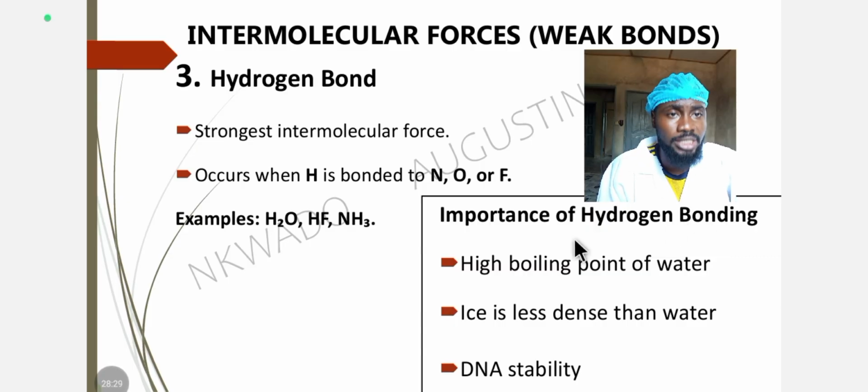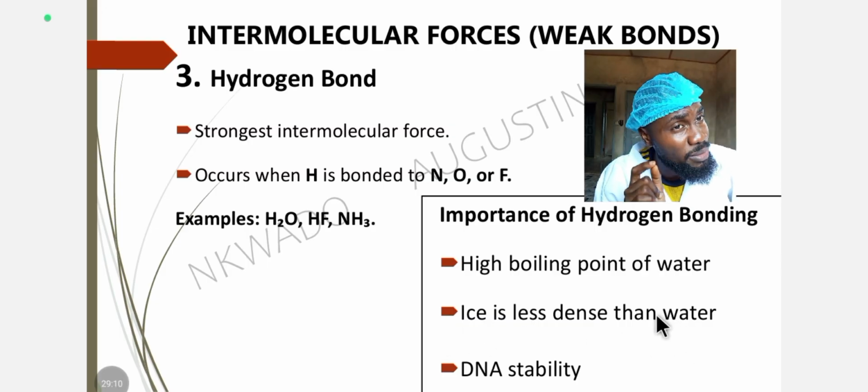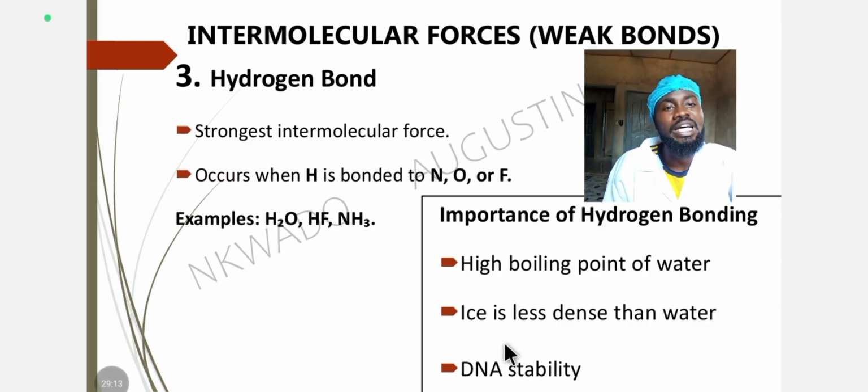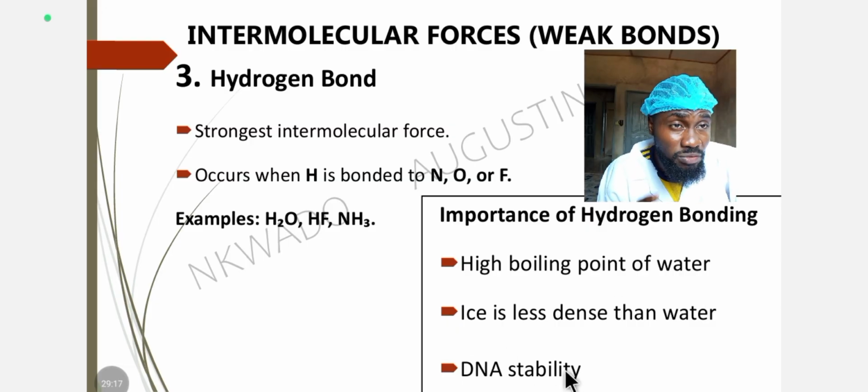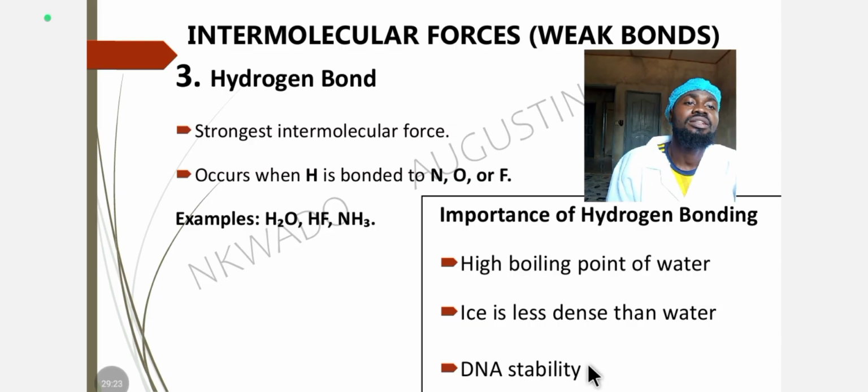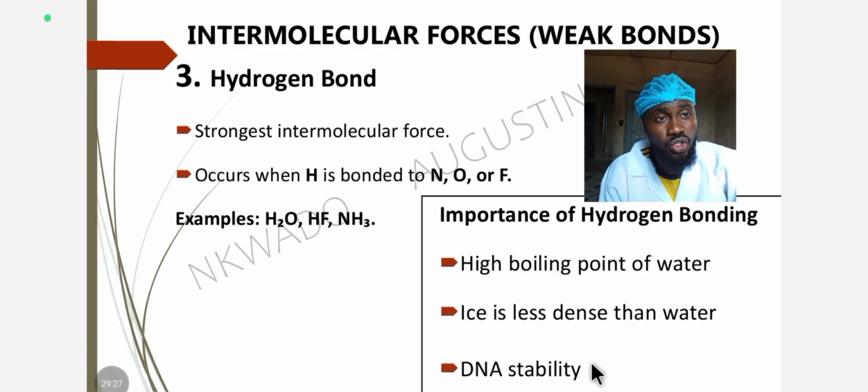Importance of hydrogen bonding: what are the effects of hydrogen bonding? High boiling point of water. Hydrogen bonding is responsible for the high boiling point of water at 100 degrees Celsius, when the water is not hard, for soft water. Ice is less dense than water because of hydrogen bonding. That's why ice floats on water. Ice floats on water because it's less dense than water, because of the hydrogen bonding present. And DNA stability: the stability of DNA, deoxyribonucleic acid, is as a result of hydrogen bond.